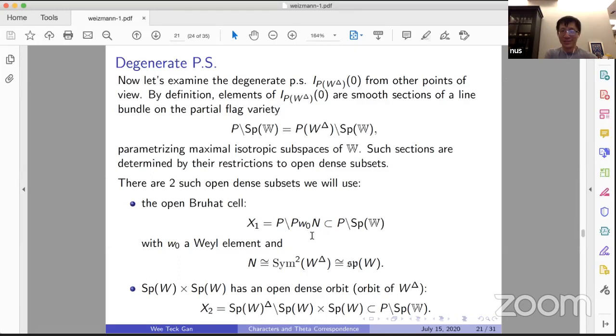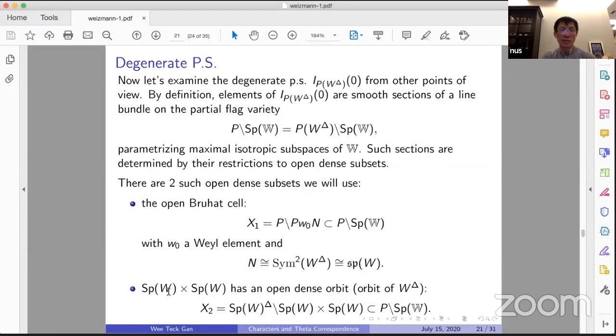Of course, the most natural one, or the first one that comes to mind, might be the open Bruhat cell. In other words, you take the longest Weyl element, w0, and you look at P w0 N, where N is the unipotent radical of P. Note that we're in a symplectic group, so this N is like symmetric matrices in the upper right hand corner. So it is isomorphic to the symmetric square of W diagonal, which I remind you is basically the Lie algebra of Mp(W). That is one example of an open dense set you could use in such a restriction.